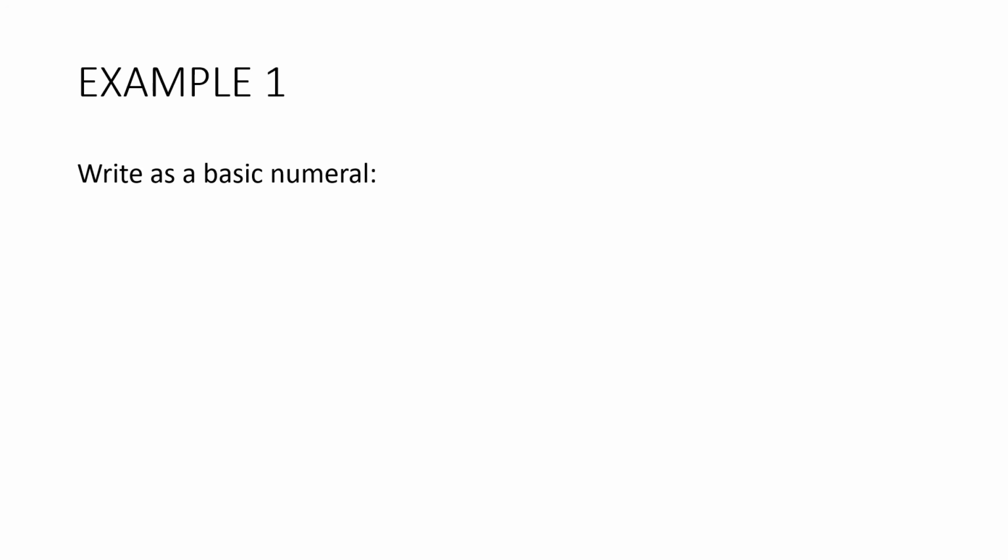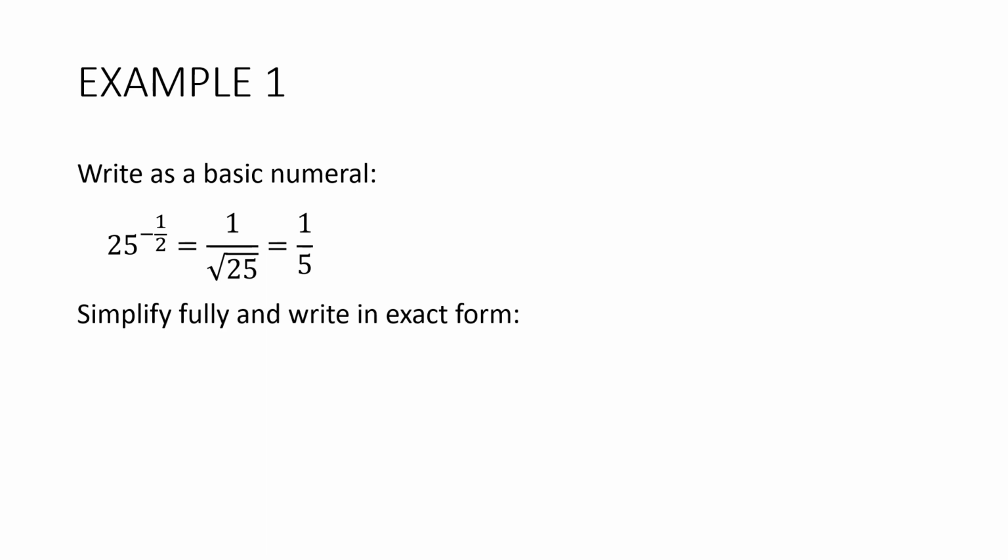Okay, here's some examples. Write as a basic numeral 25 to the power of negative a half. So the negative means the reciprocal, 1 over, and the half means the square root. So this is the same as 1 over root 25, which is 1/5.